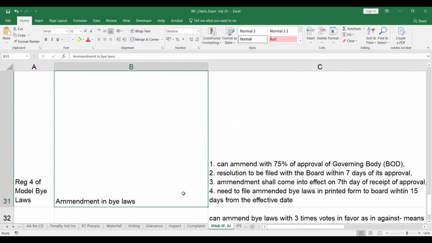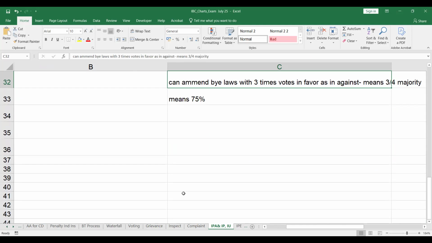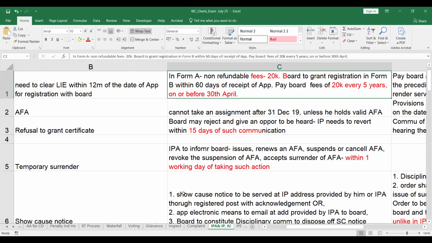Next point is regarding amendment in bylaws. So if an IPA wants to amend its bylaws, then it can amend with 75% approval of the governing body. The resolution has to be filed with the board within 7 days of its approval. The amendment shall come into effect on the 7th day of the receipt of approval, and then they need to file the amended bylaws in printed form with the board within 15 days from the effective date. So they can amend the bylaws with a 3/4 majority, which means 75%. So basically these are some of the things regarding registration.